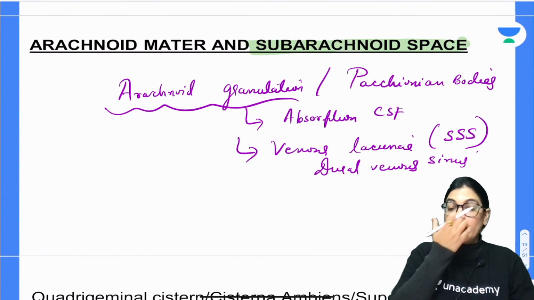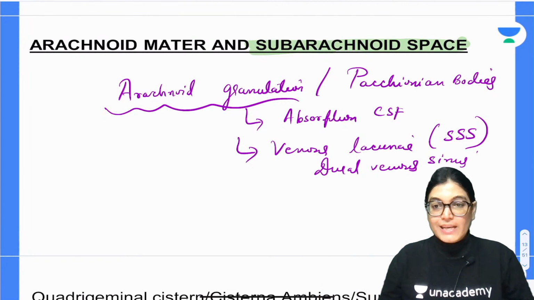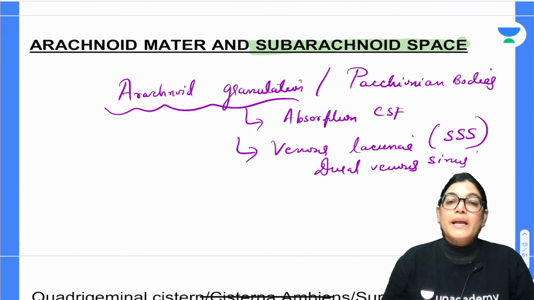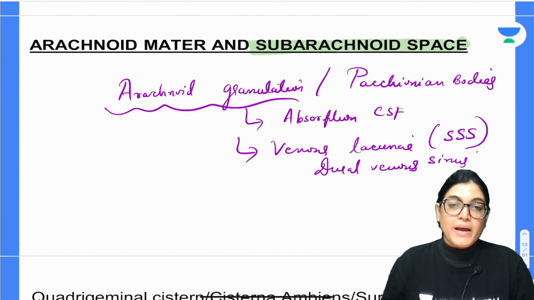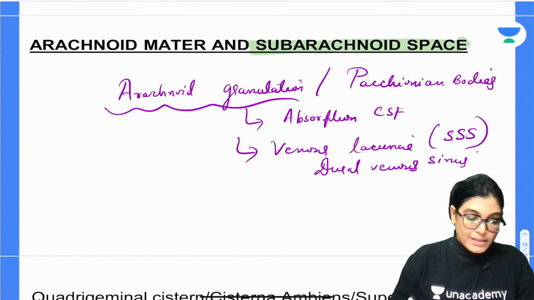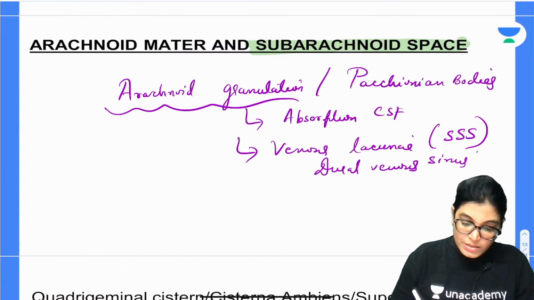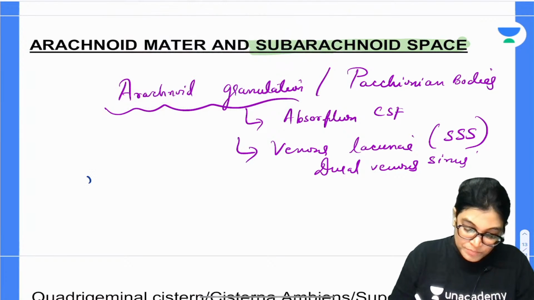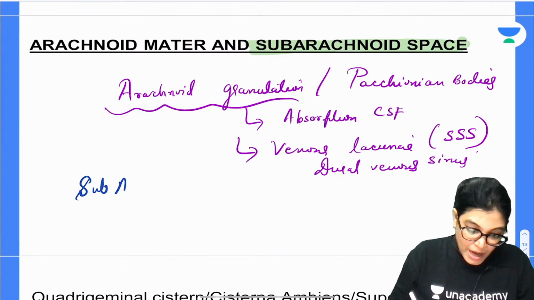Wherever we have a substantial amount of CSF lying in the space below the arachnoid matter, that means between the arachnoid matter and pia mater, that space is called a subarachnoid cistern. Is the concept of subarachnoid cistern clear to you?